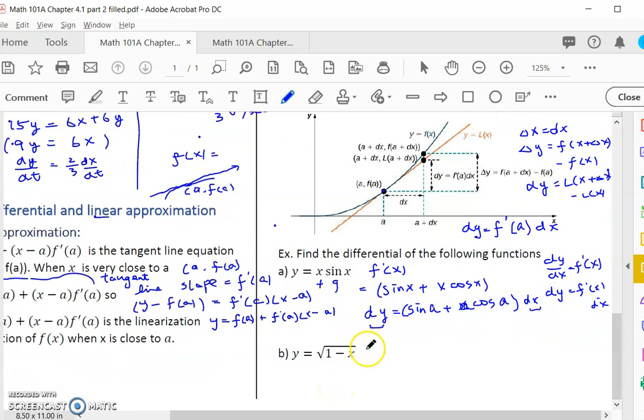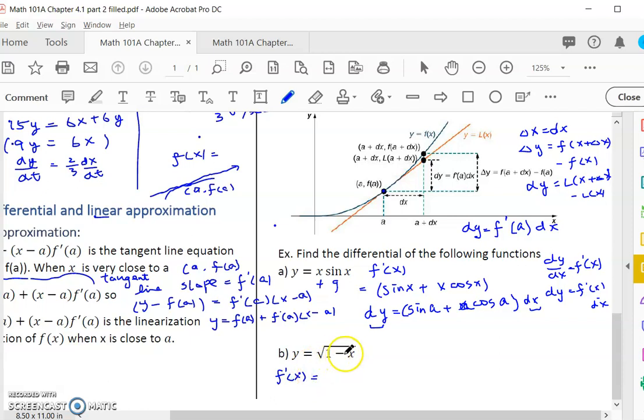Second example. So this is the equation, and they would tell you, oh, if a is 0.5, what is dy? Something like that. That means when x changes a little bit, what would y change? The second one, y equals the square root of 1 minus x. So let's do f prime of x first. Then basically you just do the derivative.